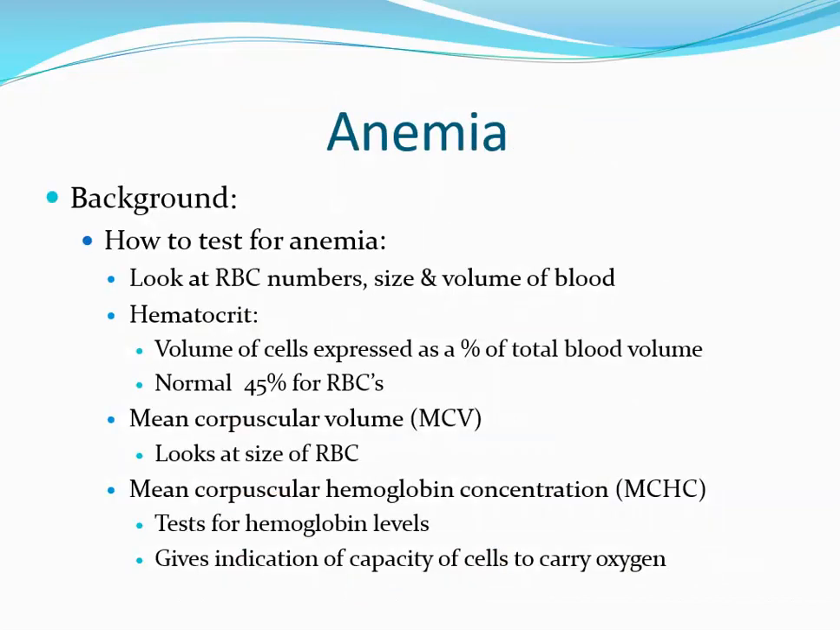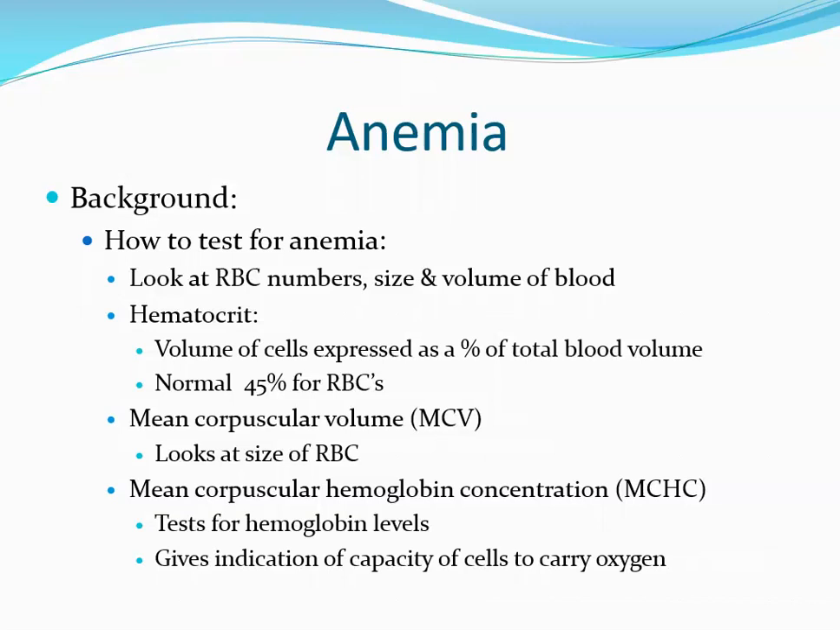There are various tests for anemia. When we test for anemia, we're going to look at the red blood cells. We'll look at their numbers, their size, as well as the overall volume of blood. One test that can be performed is a hematocrit. A hematocrit represents the volume of cells expressed as a percent of the total blood volume.